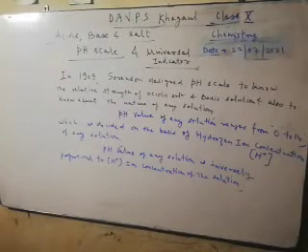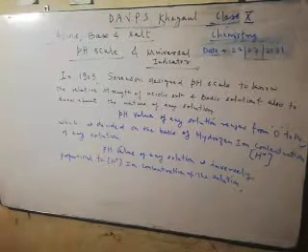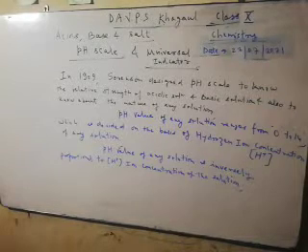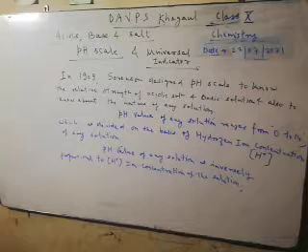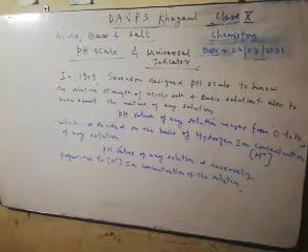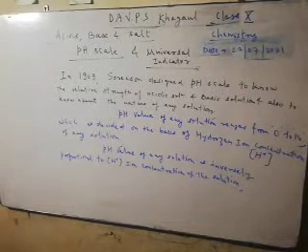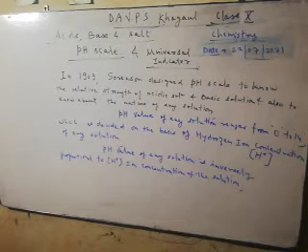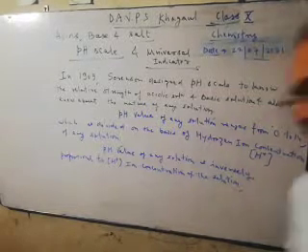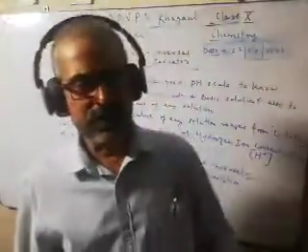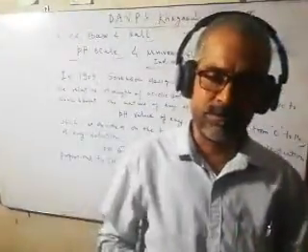Students of class 10, today we will study about pH scale and universal indicator and also pH in our day-to-day life. So what is this pH scale? Actually we are concerned here with class 10 chemistry, second chapter, acid, base and salt.